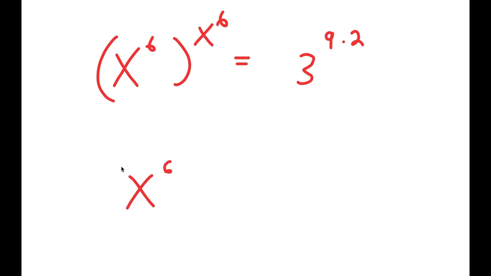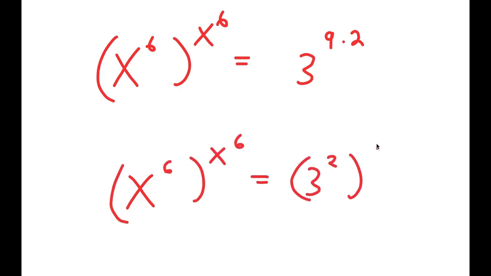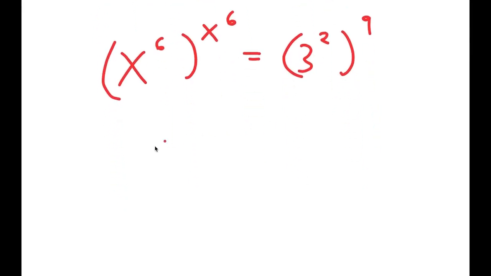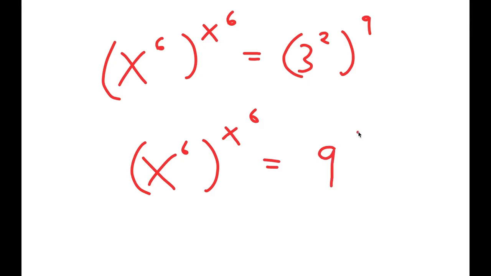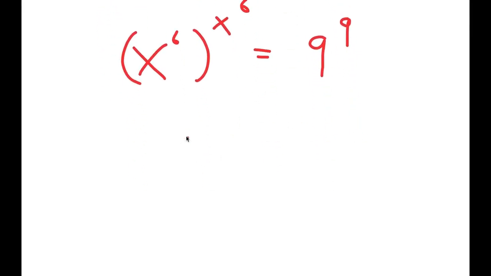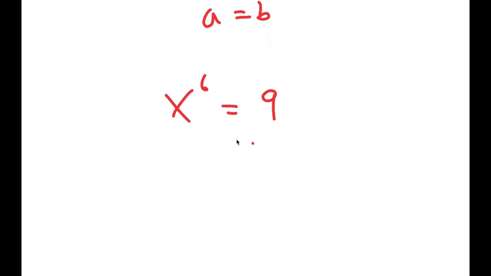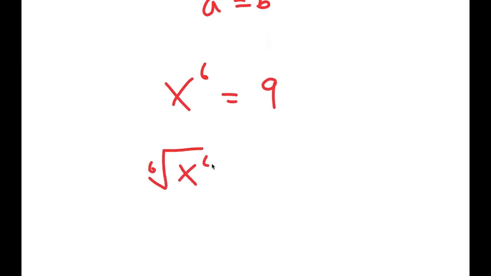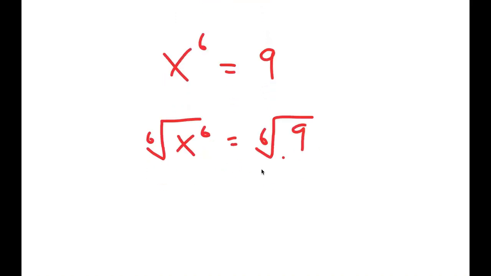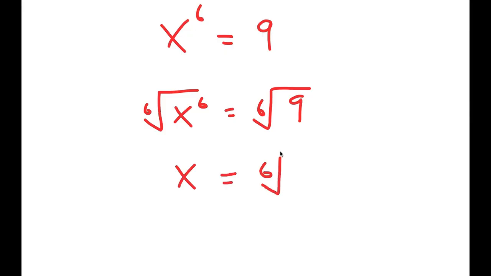So now I get x to the power of 6 to the power of x to the power of 6 is equal to 3 squared to the power of 9. And 3 squared is 9, so I get x to the power of 6 to the power of x to the power of 6 is equal to 9 to the power of 9. And because this is in the form a to the power of a is equal to b to the power of b, this means that a equals b. So in this case, x to the power of 6 is equal to 9. And if I take the 6th root on both sides, I get x is equal to the 6th root of 9.